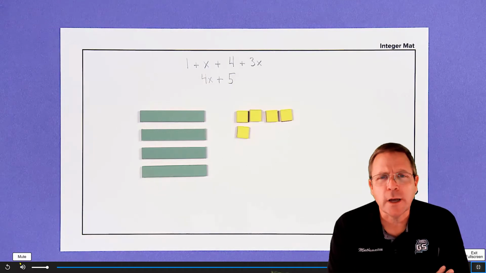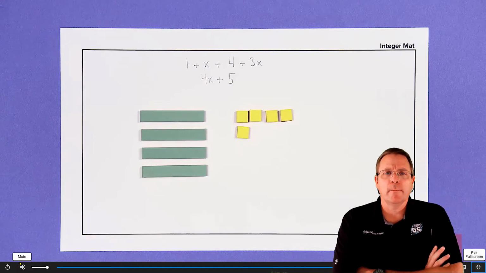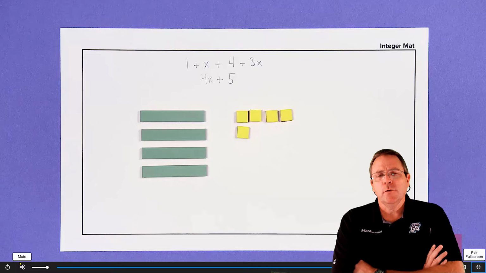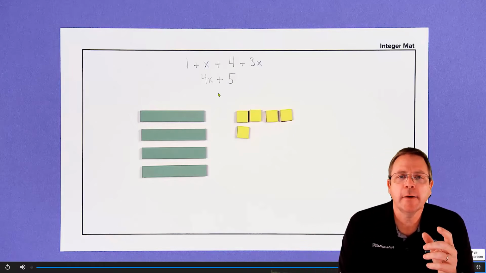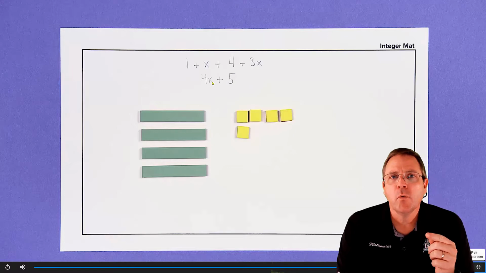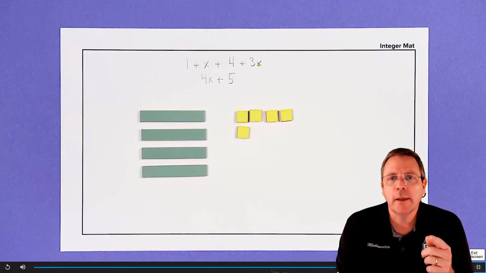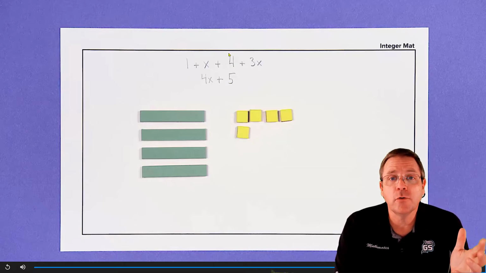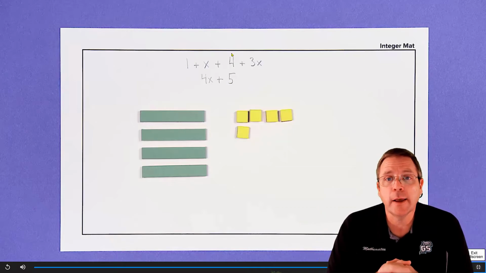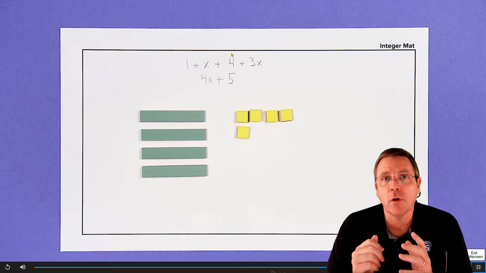That does a pretty good job of explaining how you combine the like terms. And you need to understand, when you're looking at like terms, they have to have the same variable with the same exponent. So x and x, 1x and 3x, have the same variable with the same exponent. 1 and 4, while they don't have variables necessarily, those are constants, so they are like terms as well. All constants are always considered to be like terms.